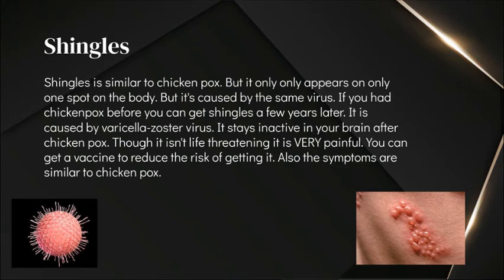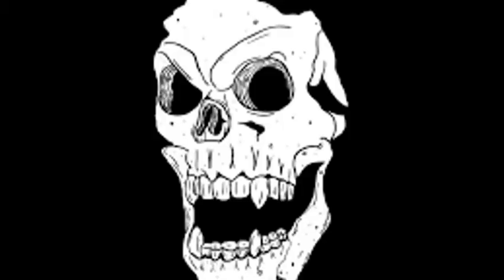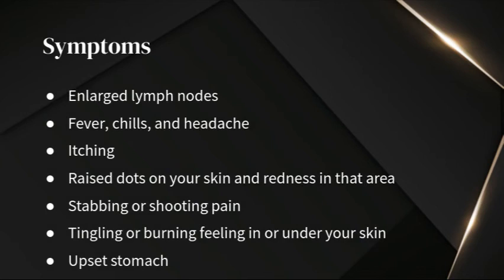You can get a vaccine to reduce the risk of getting it. Also, the symptoms are similar to chickenpox. The pictures are down below. Symptoms are enlarged lymph nodes, fever, chills, headache, itching, raised dots on your skin, and redness in that area, stabbing or shooting pains, a tingling or burning feeling under your skin, and an upset stomach.